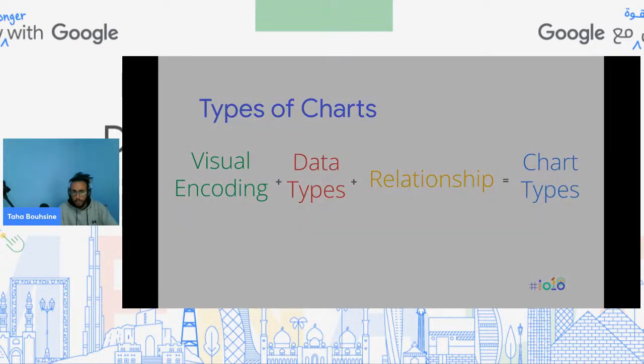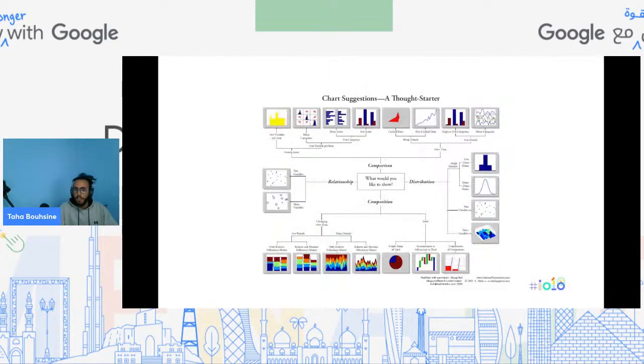And you can use this thought starter by Andrew Abella. I will share the link right now. Okay, it's shared. You can use this thought starter by Andrew Abella to help you out in your choice.